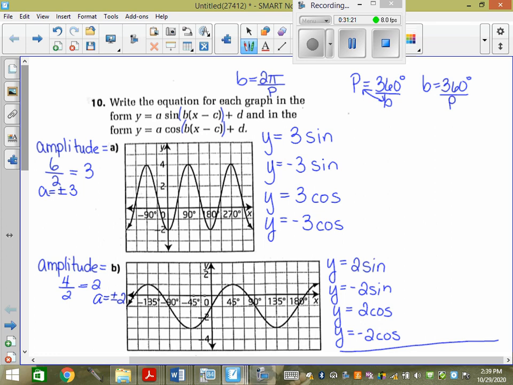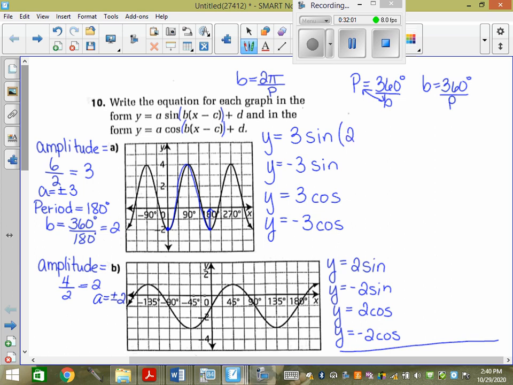Remember I told you you can get a period from min to min, max to max, or min to max times 2. Start at the y-axis and keep going until you repeat yourself. So if I start here, I'm going to go past the max, back down to here. When did this one repeat itself? 180, right? So I know the period equals 180. So B equals 360 divided by the period, which is 2. Does that make sense?